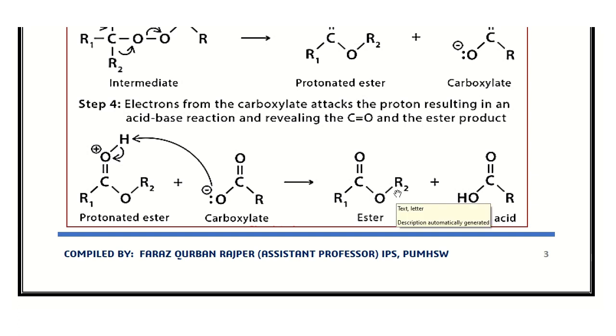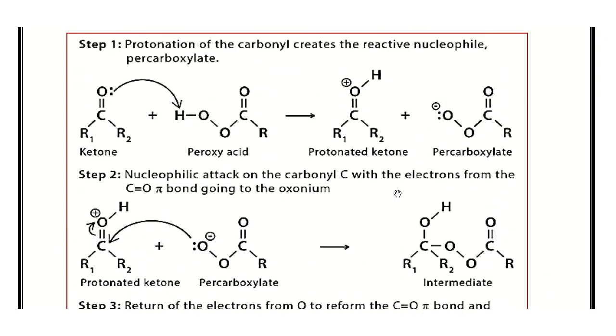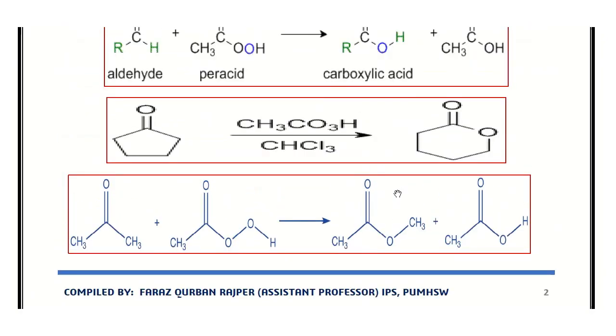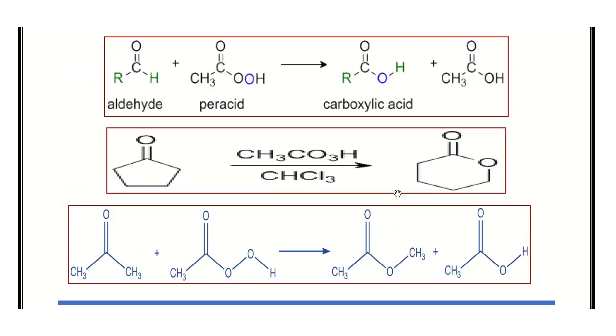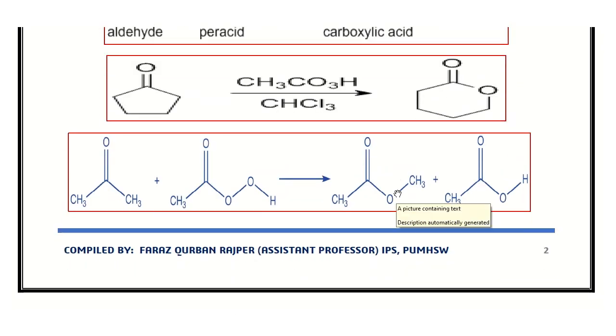I hope you have understood each and every step, and now you have to follow all these steps and draw by your own in your copy the detailed reaction mechanism for all of these compounds. Like you have to draw these 4-step reaction mechanism for the cyclopentanone and show how it will get converted into this caprolactone product. You have to follow all these 4 steps.